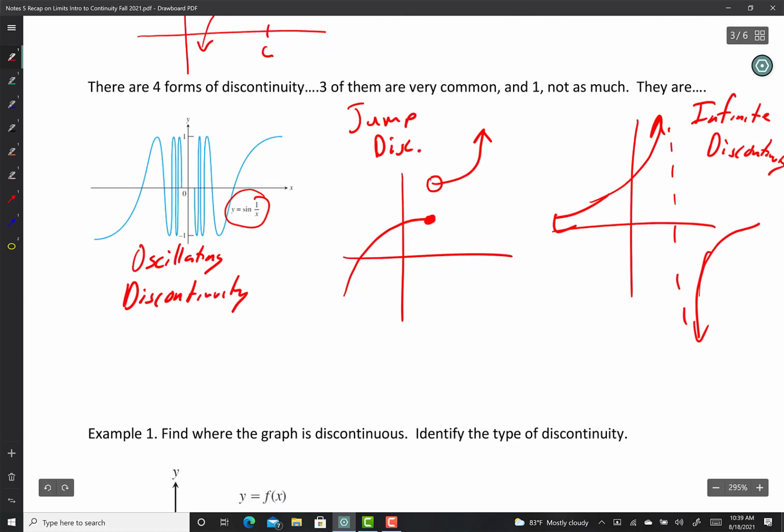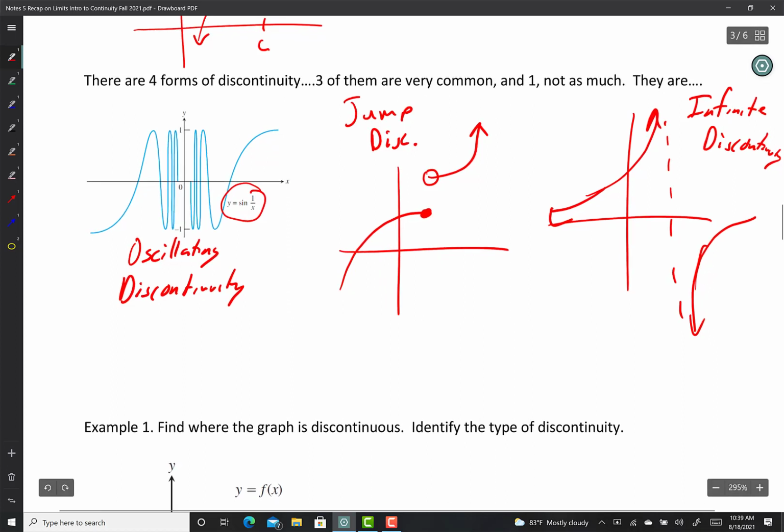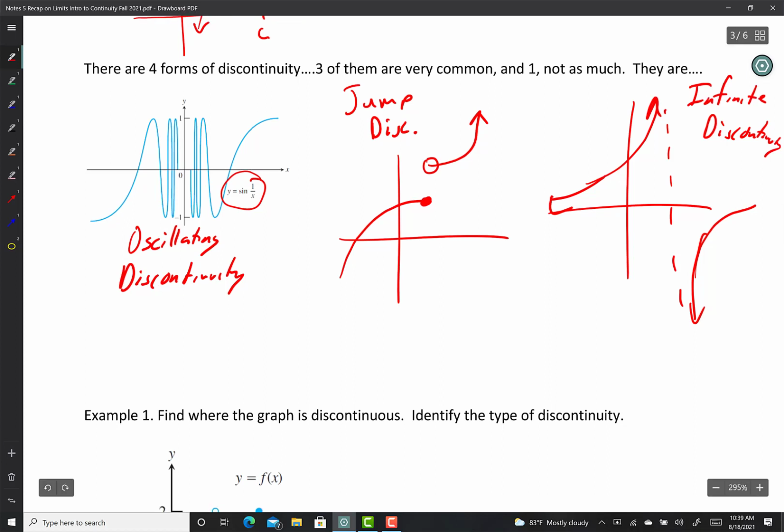So when you're talking to your friend and they just keep going and going and going and you're mad at them, like, infinite discontinuity. You're being such an infinite discontinuity right now. All right.